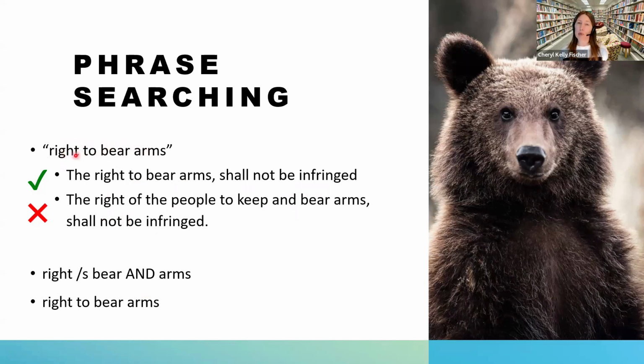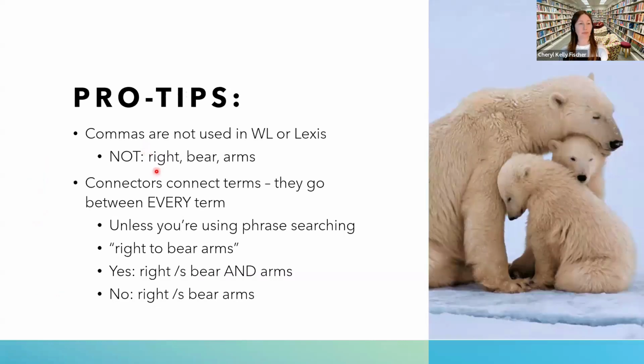So instead of putting it in quotation marks, if you really want these words to appear close to each other, you can put them in the same sentence. So right is in the same sentence as bear, and then you want them both to be in the same document as the word arms. If you just string them all together, right to bear arms without any connectors, the algorithm is going to interpret that as a natural language search. And because those algorithms are pretty good, you'd probably get some good results with this as well. I would just caution against using it with quotation marks.